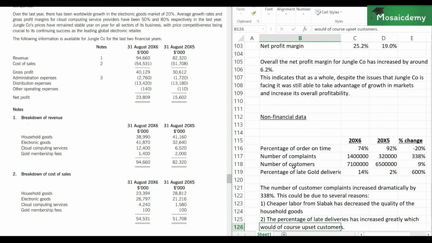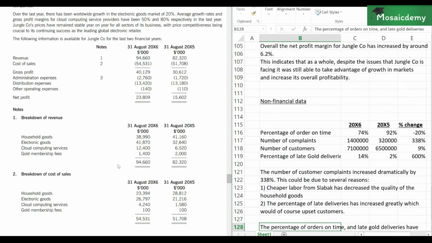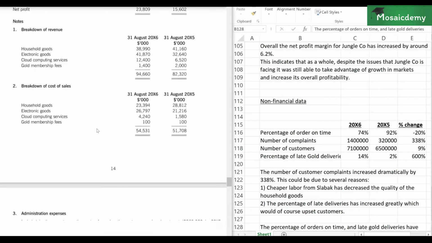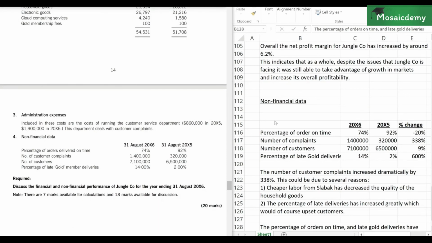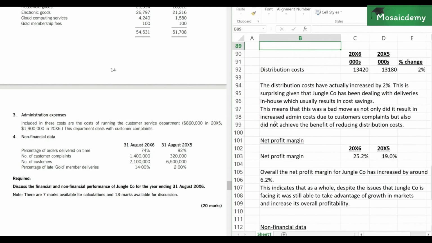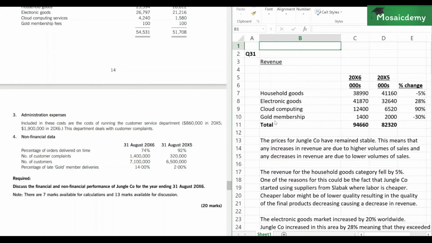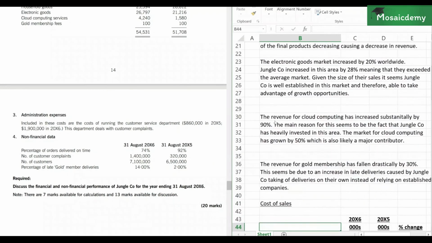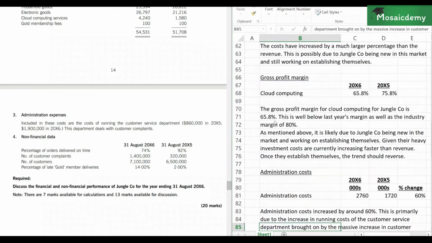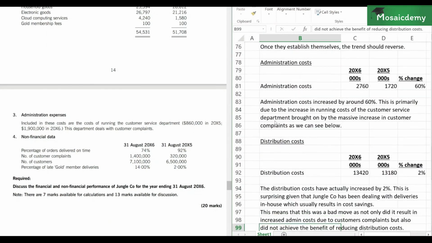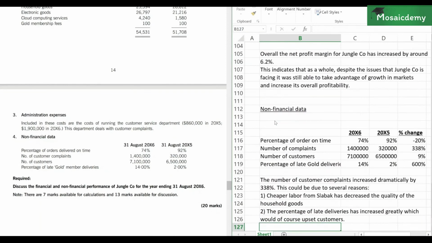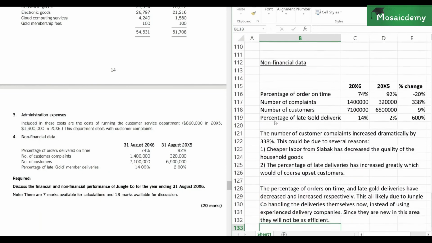So that's it, we're done. We don't need to go into any more detail, I think, but that's how we solve the question. And as you can see, our answer looks very well presented due to the use of headings. So we have everything structured, it flows, right? Revenue, all our calculations on top, followed by all the points in the same order. Then we move to cost of sales, same story, gross profit margin, admin cost, distribution cost, net profit margin, non-financial data, and so on and so forth.